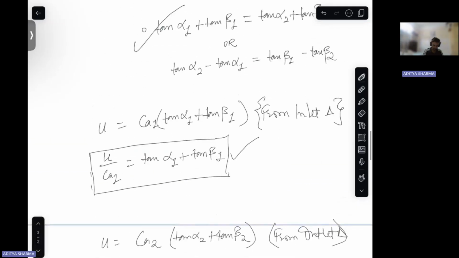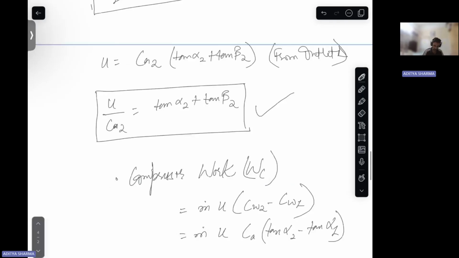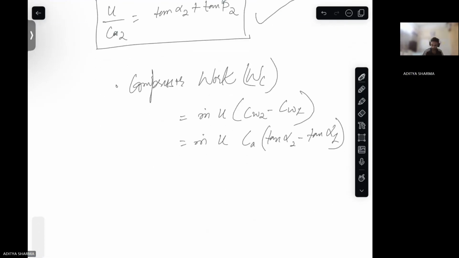And then using this relation, your compressor work can also be written as U CA times tan beta 1 minus tan beta 2. So this is your compressor work.